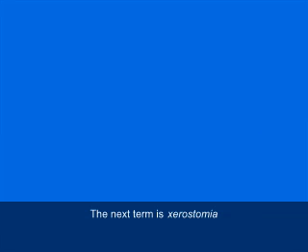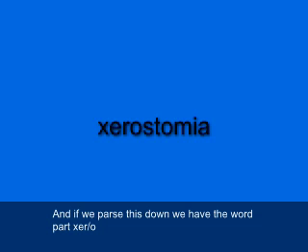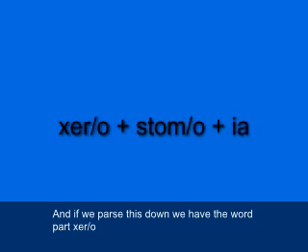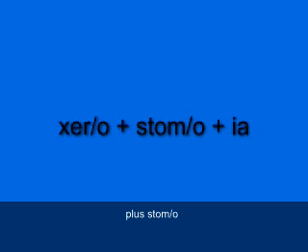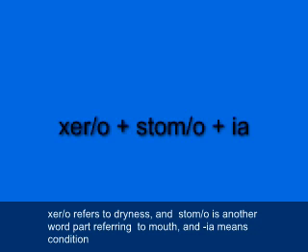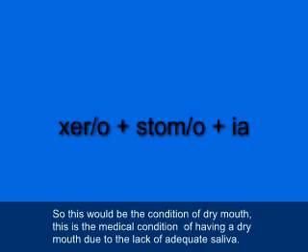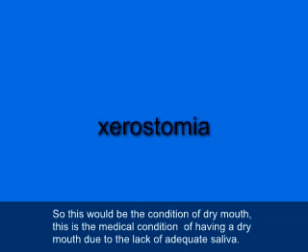The next term is xerostomia. And if we parse this down, we have the word part xero plus stomo plus ia. And xero refers to dryness, and stomo is another word part referring to mouth, and ia means condition. So this would be the condition of a dry mouth. It's the medical term for having a dry mouth due to the lack of adequate saliva. Xerostomia.